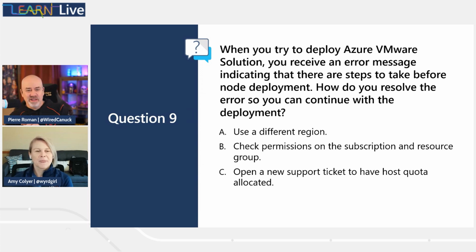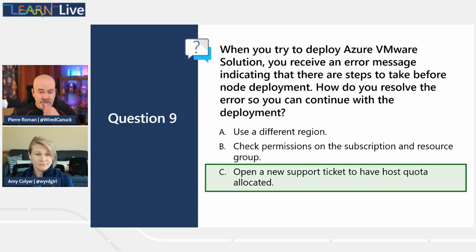Next one. When you try to deploy Azure VMware Solution, you receive an error message indicating that there are steps to take before node deployments. How would you resolve the error so you can continue? So if you can't deploy a node and those nodes are unique to the AVS environment, what could it be? Well, we said in that planning section, what do you have to plan, and you got to have a subscription. You got to open a support ticket to get host quota because they're pretty big. That must be it. The quota allocation. And yes, you are correct. X gets the square.